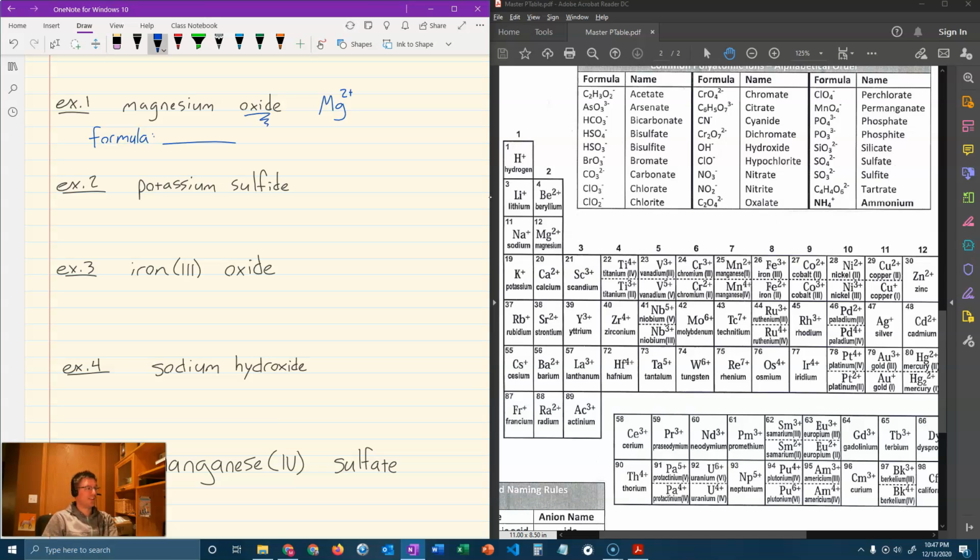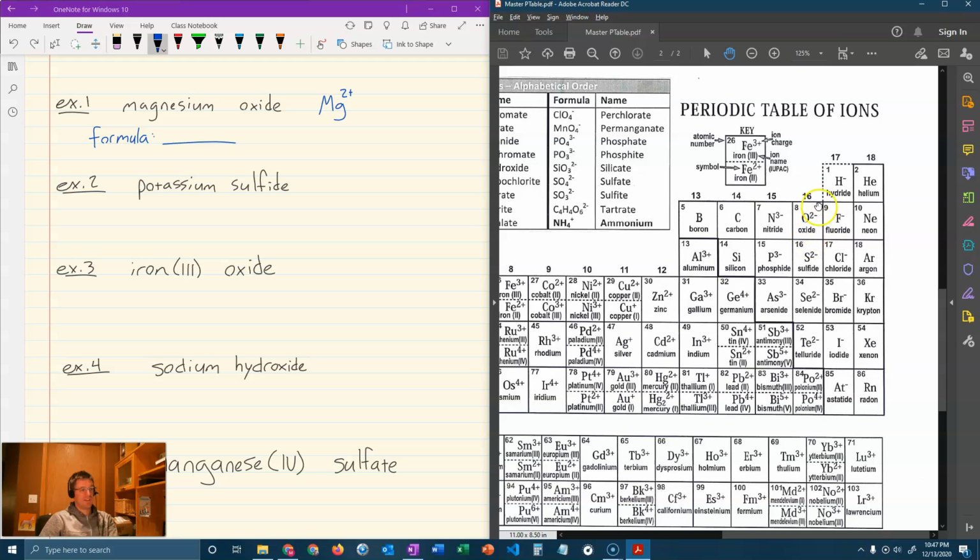Now we need to find oxide. Oxide is a nonmetal, and it's over here in group 16, and it's O2 negative. So we have the symbols Mg and O, and now we need to make sure that the charges are going to equal each other. What we have here is 2 pluses and 2 minuses, so they do equal each other already, which means I only need 1 Mg, because each Mg counts for 2 positives, and I only need 1 oxygen atom, because each oxygen atom counts for 2 negatives. So the formula is MgO.